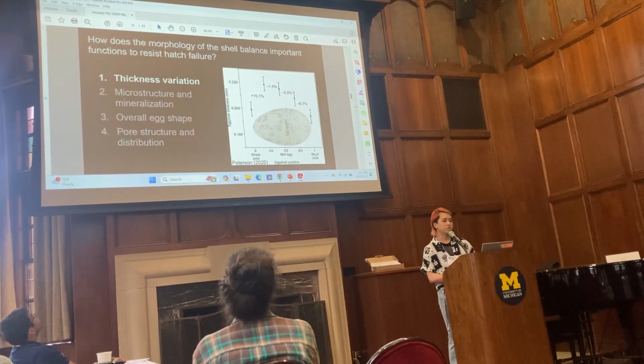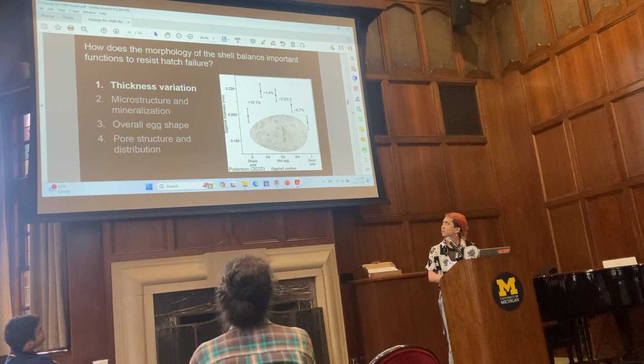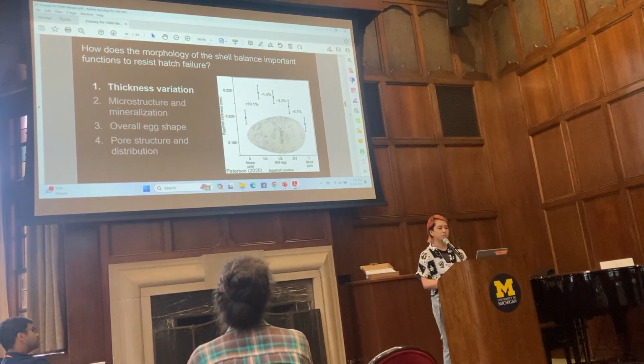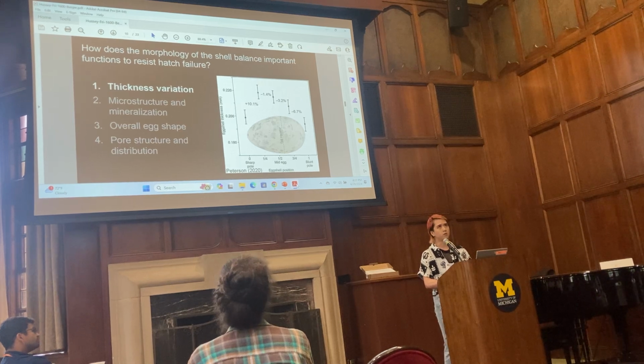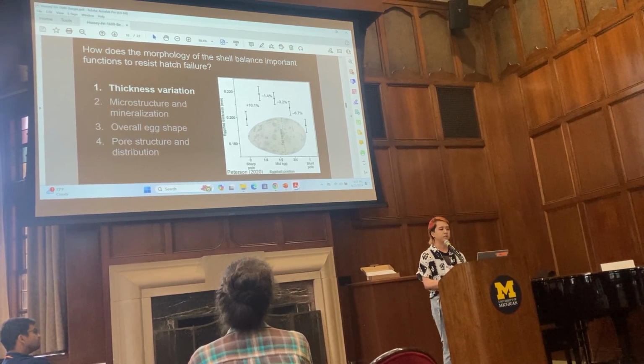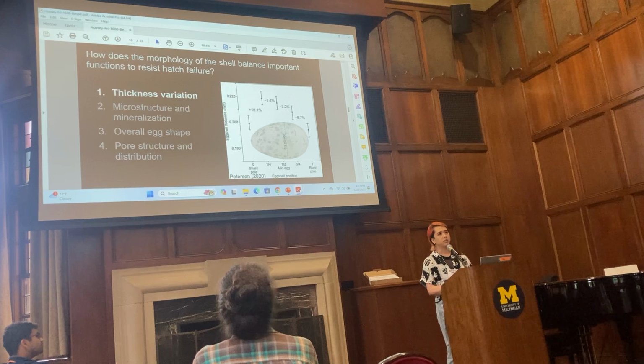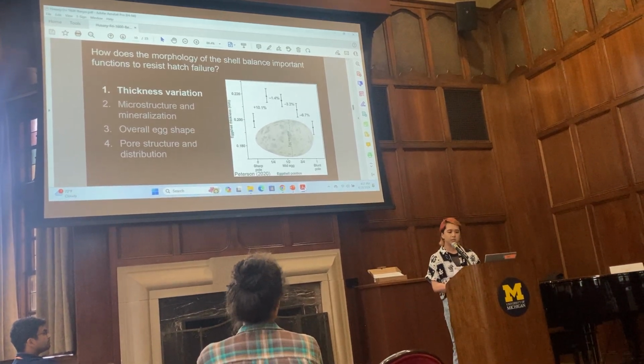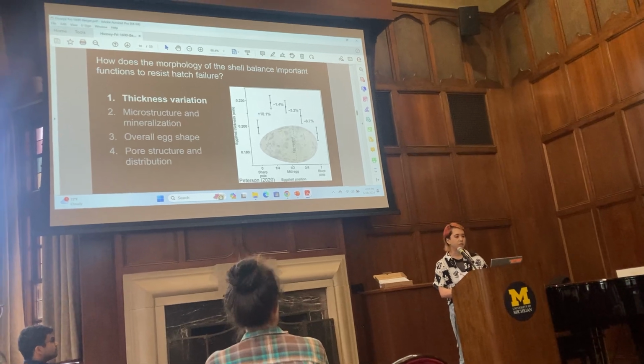So first one is thickness variation. I've got a picture of a bird egg up there. They're known to have different thicknesses at different regions of the shell. They are also, up to all reptilia eggs, known to thin throughout the course of incubation and development. So I'm kind of curious what that means as far as, does it make it a little bit easier for the embryo to hatch, or does it otherwise compromise the egg in any way?